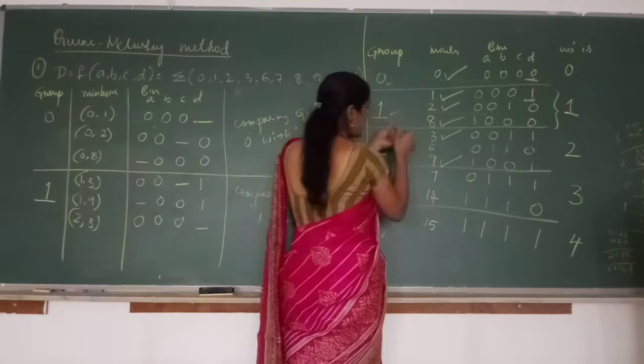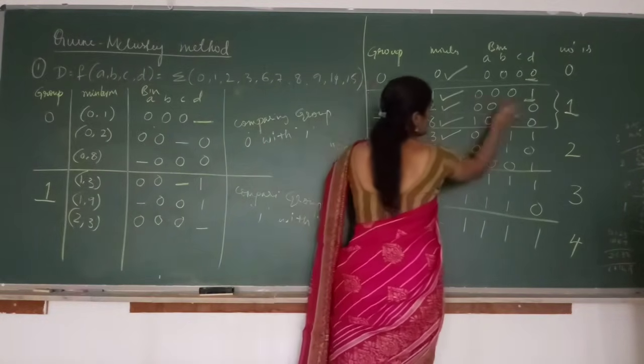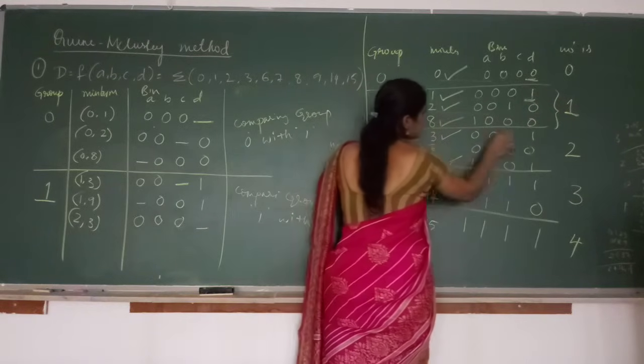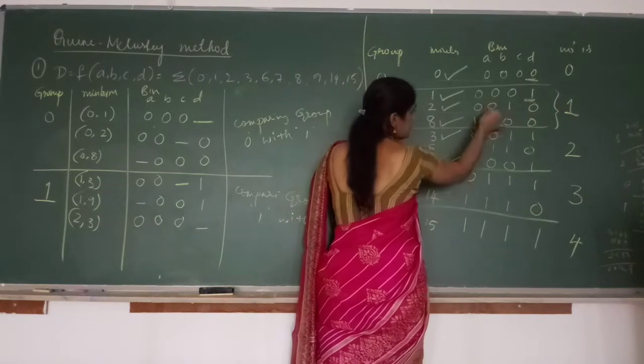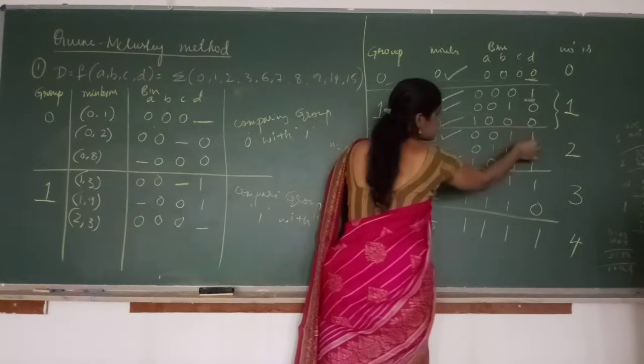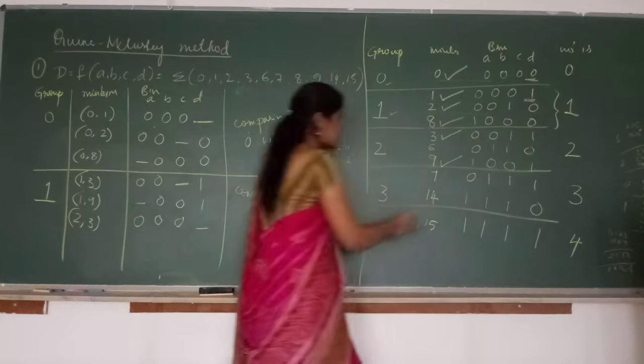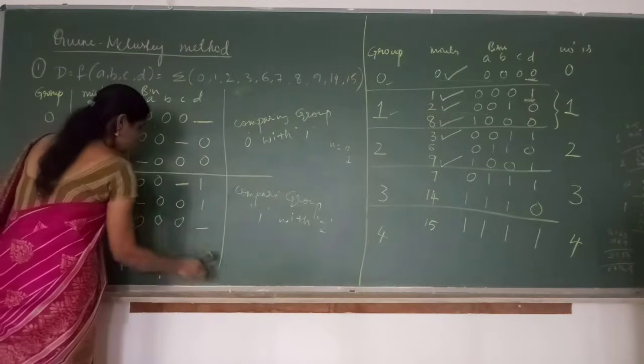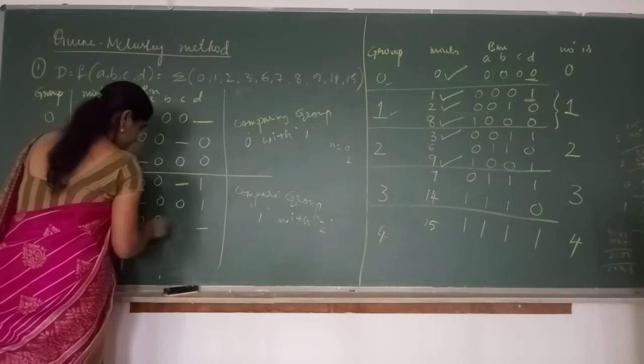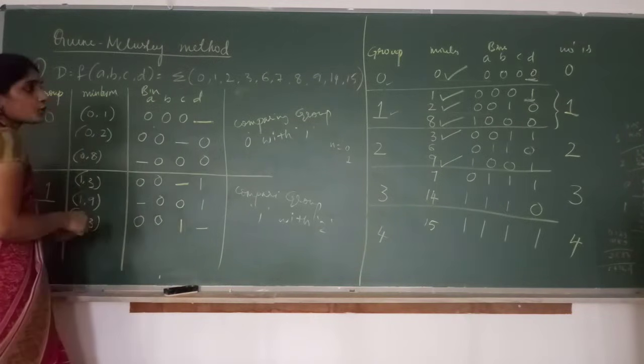We are grouping 2 and 3, so just concentrate on 2 and 3. A is same, B is same, C is same, D is different. So 0 0 1 dash. So, I'm sorry, 0 0 1 dash. That is when we group 2 and 3.